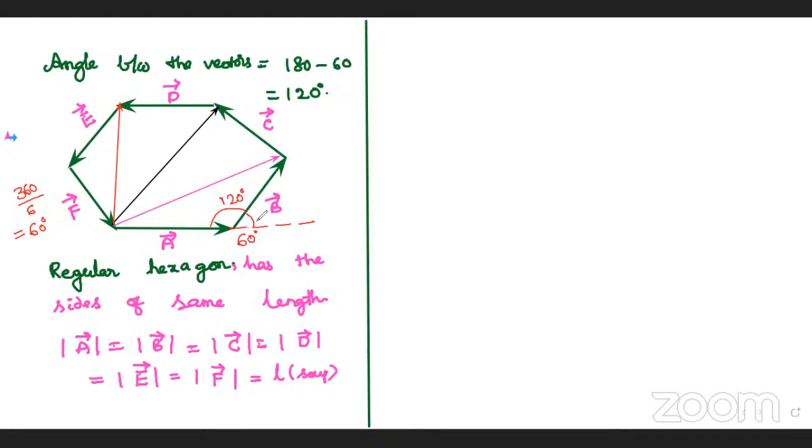180 minus 60. Okay. So already we know that if the angle between the two vectors taken in order is 120 degrees, the angle between the two vectors is not 120, it is 60. So we know between A and B, theta equals 60 degrees, to apply the parallelogram law of vectors.